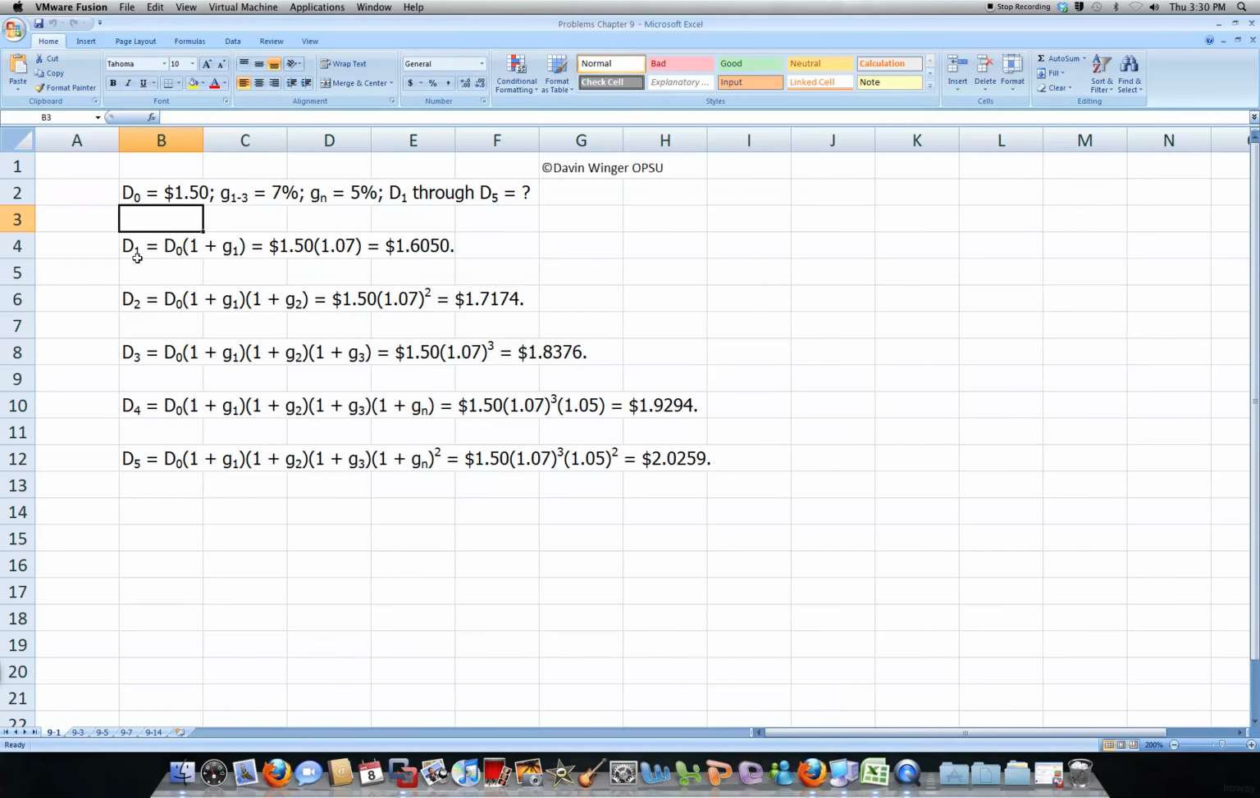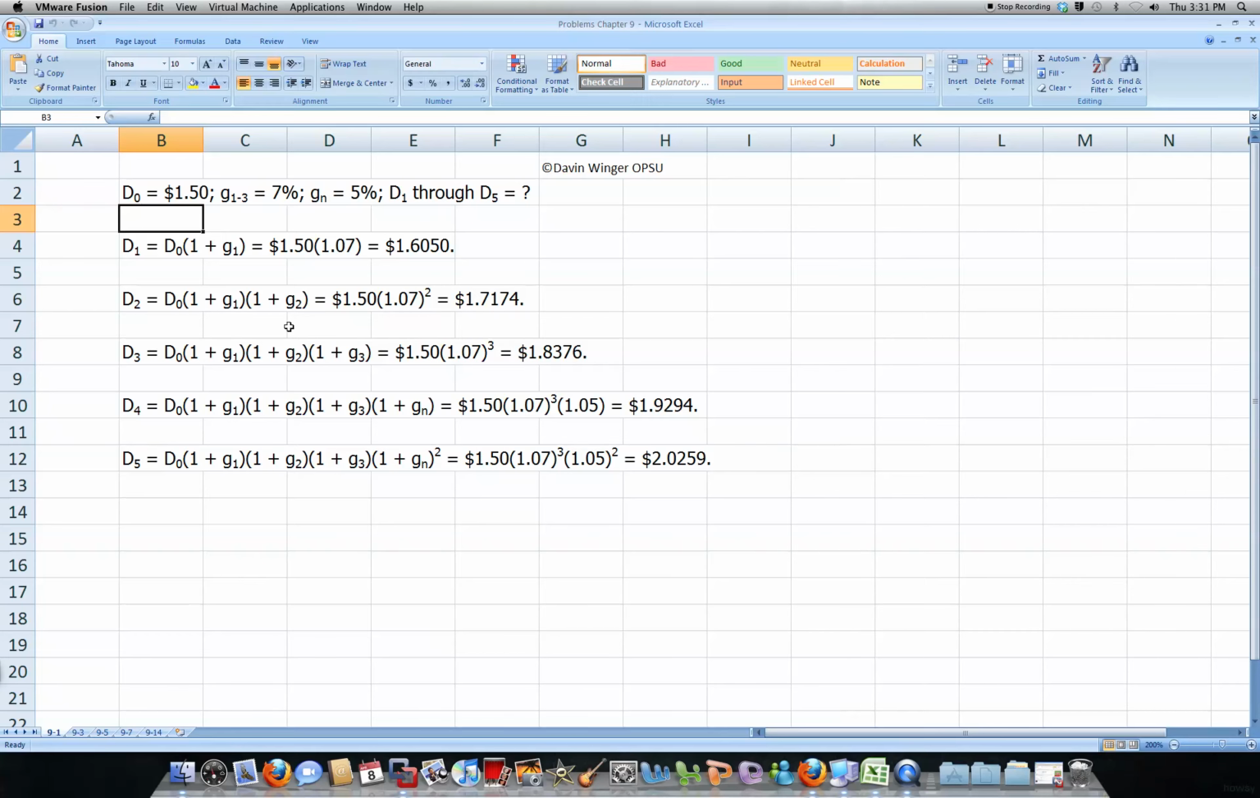So the dividend for year 1 equals the dividend at time 0 times 1 plus the growth rate. So we can say $1.50 times 1.07, which is 1 plus our growth rate of 7%. 1.07 equals $1.605, or $1.6050.